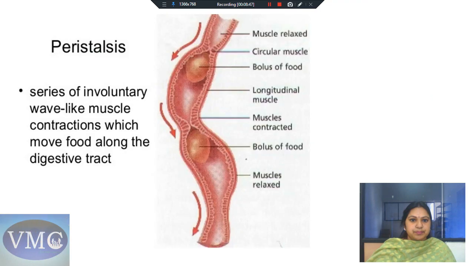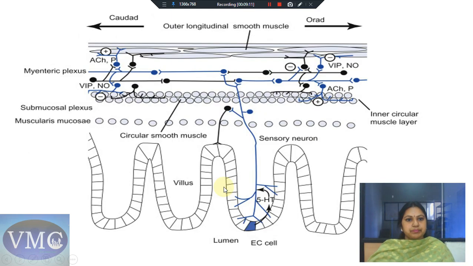So here peristalsis is a series of involuntary wave-like muscle contractions which moves the food along the digestive tract. You can see this is the food here. On the oral side, the circular muscle is contracting, and the aboral side is relaxing. Like that, the movement of the food occurs through the entire GIT tract.